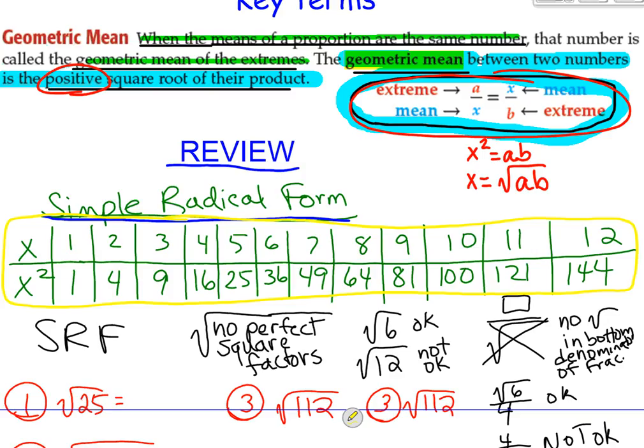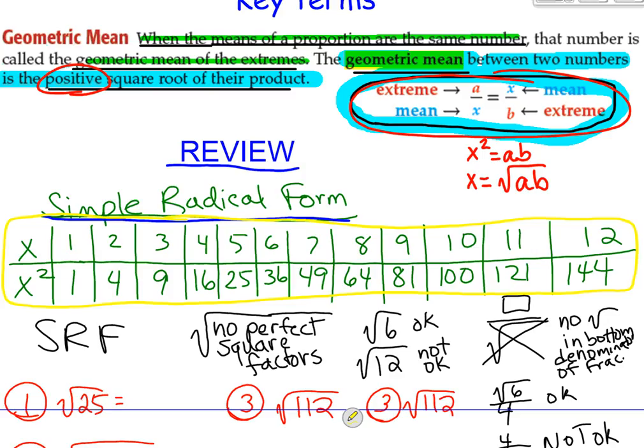So 1 squared is 1, 2 squared is 4, 3 squared is 9, 4 squared is 16, 5 squared is 25, 6 squared is 36, 7 squared is 49, 8 squared is 64, 9 squared is 81, 10 squared is 100, 11 squared is 121, and 12 squared is 144.